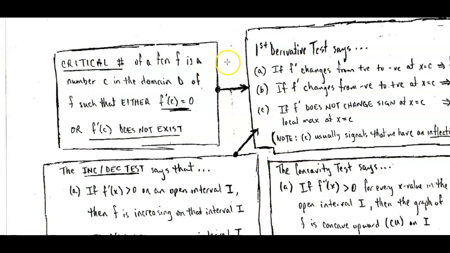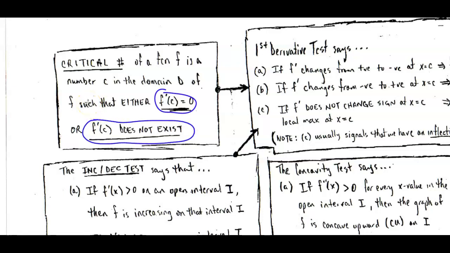And again, a critical number is just a value, and we'll just call it an x value of a function f that's in the domain of this function, such that if we take the derivative of this particular function and plug in that value, c is either going to equal 0 or the derivative is not going to exist.